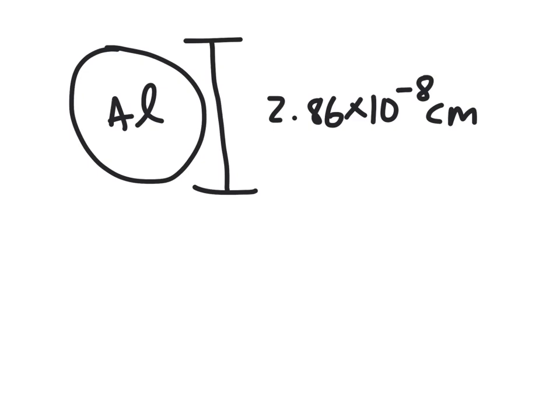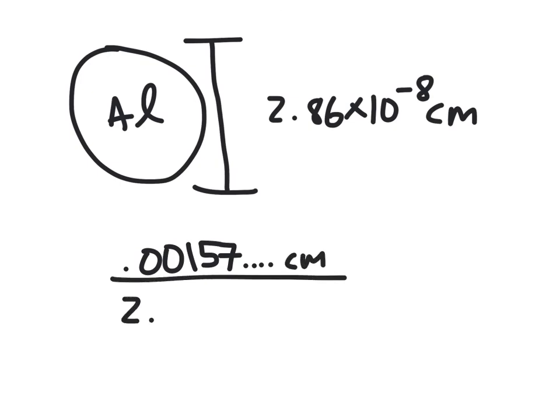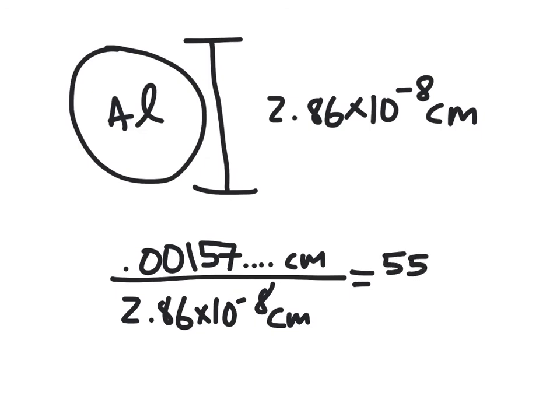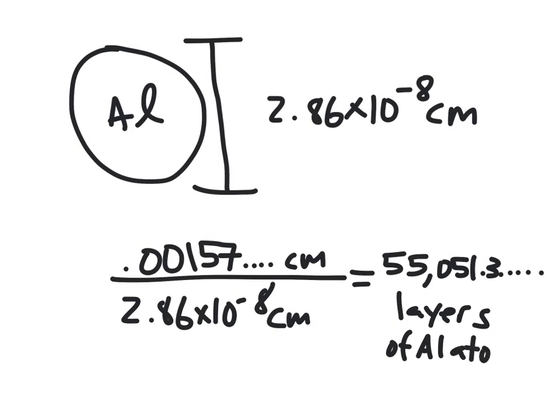So if we know the thickness of the whole piece of aluminum foil, 0.00157 with a bunch of other numbers after it, centimeters, and divide by the thickness of just one atom of aluminum, that should give us how many layers of aluminum we have in our aluminum foil, which I'm getting as about 55,051. Then this number goes on, 0.3. So that's the number of layers of aluminum atoms that are in my aluminum foil.